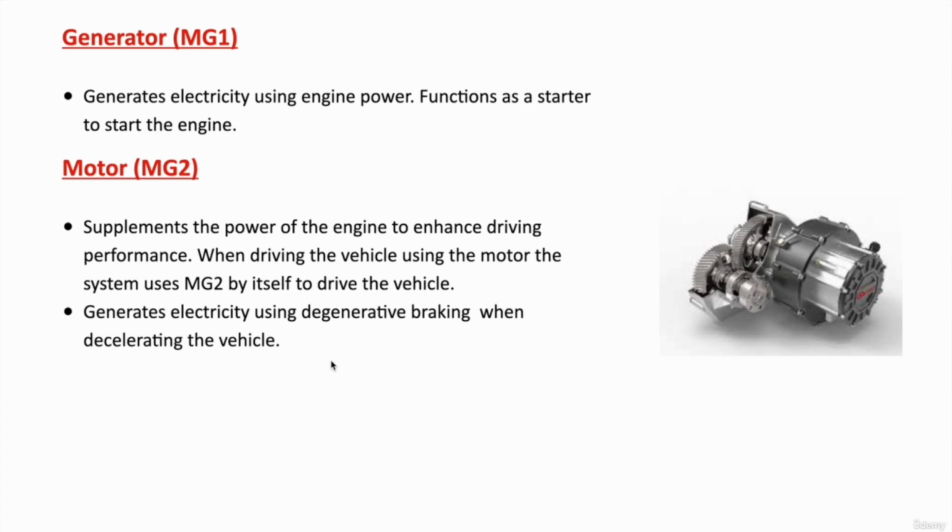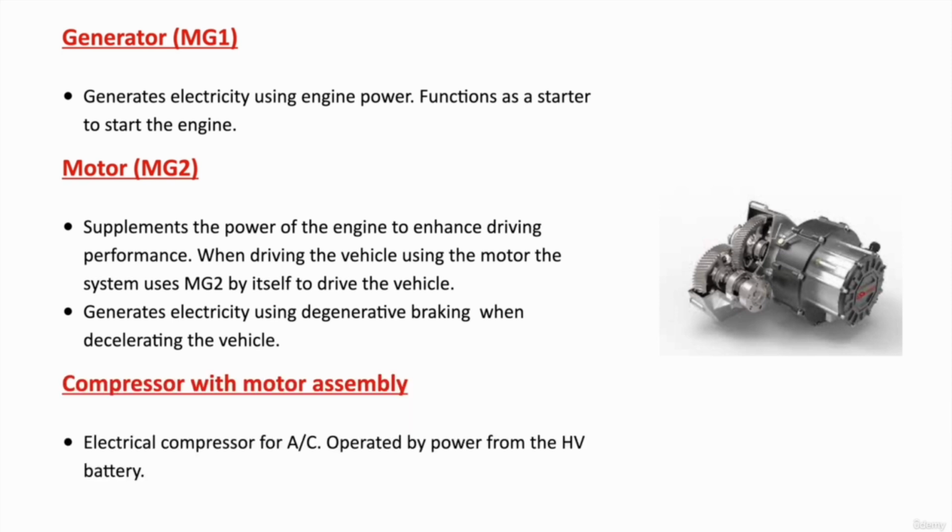It helps in the conversion of electrical to mechanical power. That mechanical power is used to drive the wheels. So the generator helps in generating electricity from the engine power, and the motor helps in driving the wheels using mechanical power. This is the main difference, and these are the main functions of these two parts.